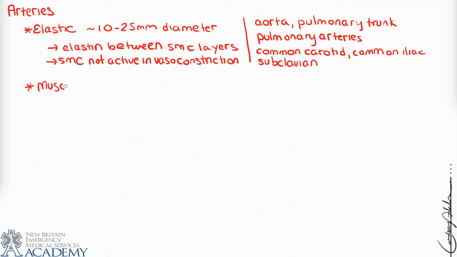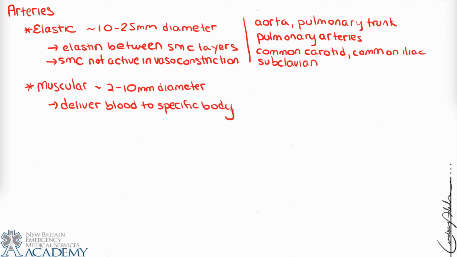The other major type of arteries are muscular arteries. These are a little smaller, more like 2 to 10 millimeters in diameter. And these arteries basically deliver blood to specific body organs. So we start to break down, instead of delivering to a body area, like the upper or lower portion of the body, we talk about which organs in particular the blood is going to.